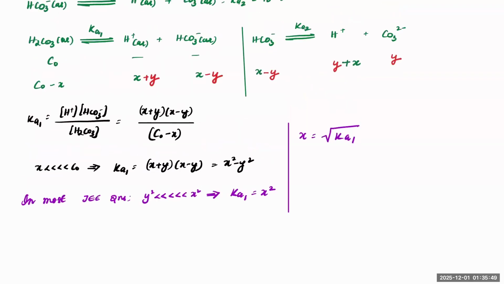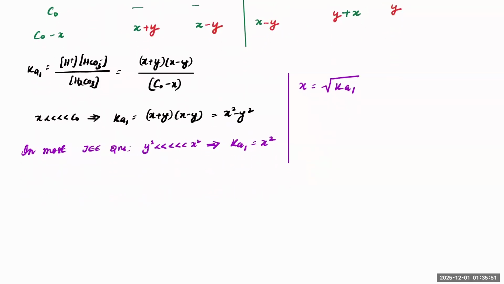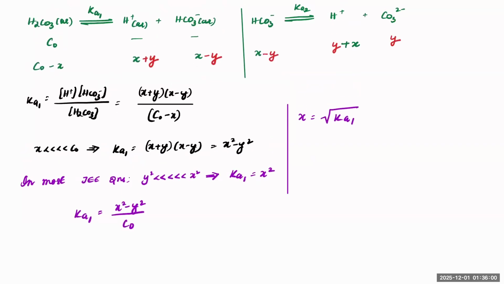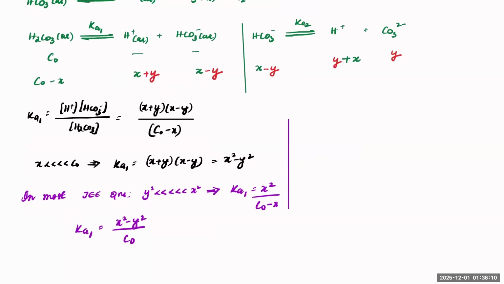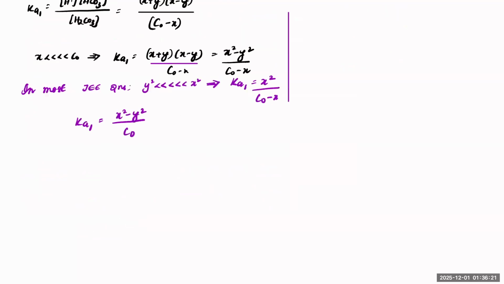And now if you compare the Ka1 here, I can say that Ka1 is equal to X square minus Y square divided by C naught. Isn't it? This is what we have written. So sorry, this is C naught minus X. My mistake, I have not written that. Yeah. Ka1 is equal to this, Y square has been ignored here, correct? Divided by C naught minus X. C naught minus X. Okay.